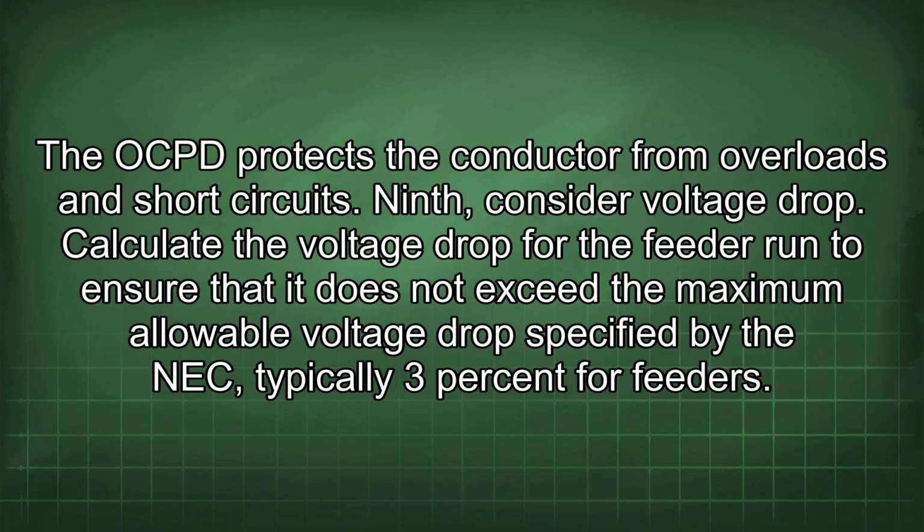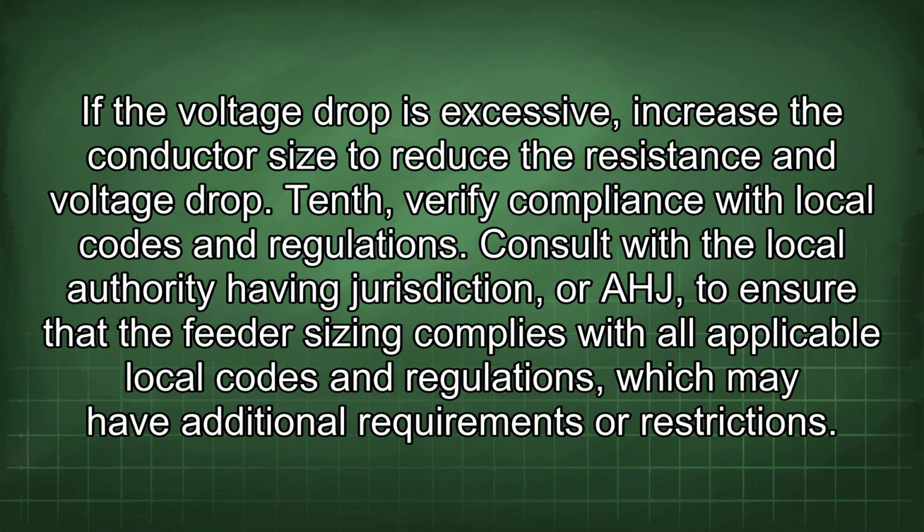Ninth, consider voltage drop. Calculate the voltage drop for the feeder run to ensure that it does not exceed the maximum allowable voltage drop specified by the NEC, typically 3% for feeders. If the voltage drop is excessive, increase the conductor size to reduce the resistance and voltage drop. Tenth, verify compliance with local codes and regulations. Consult with the local authority having jurisdiction, or AHJ, to ensure that the feeder sizing complies with all applicable local codes and regulations, which may have additional requirements or restrictions.